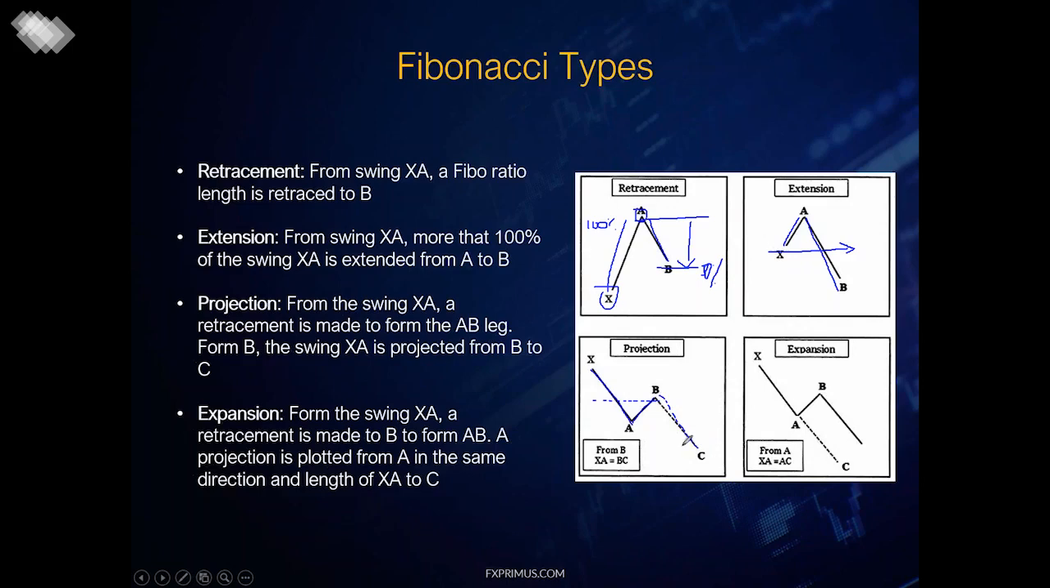Now, in terms of the expansion, we're going to go again from X to A. A retracement will be made from B, and it will form the AB. Now, a projection is plotted from A in the same direction and length of this, to C. This is C.